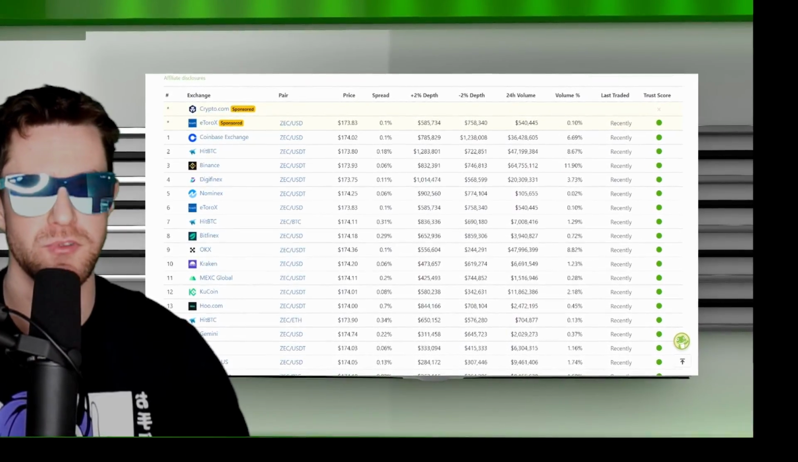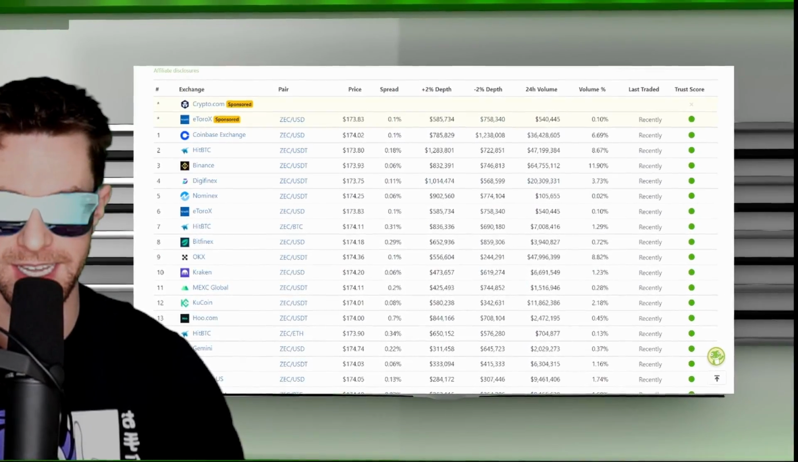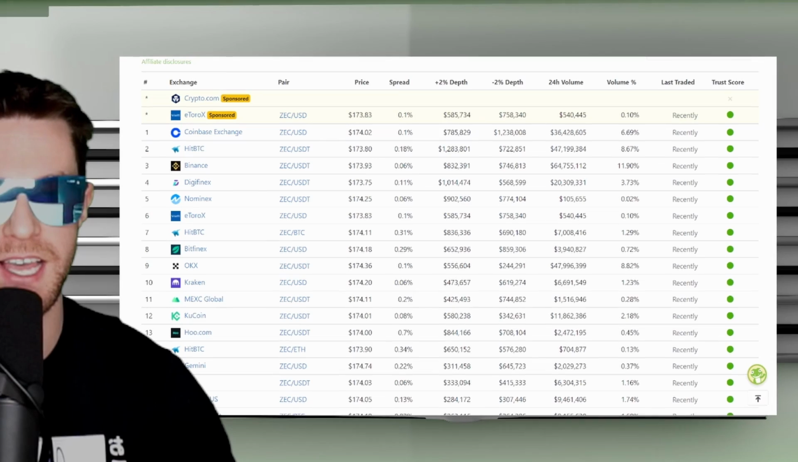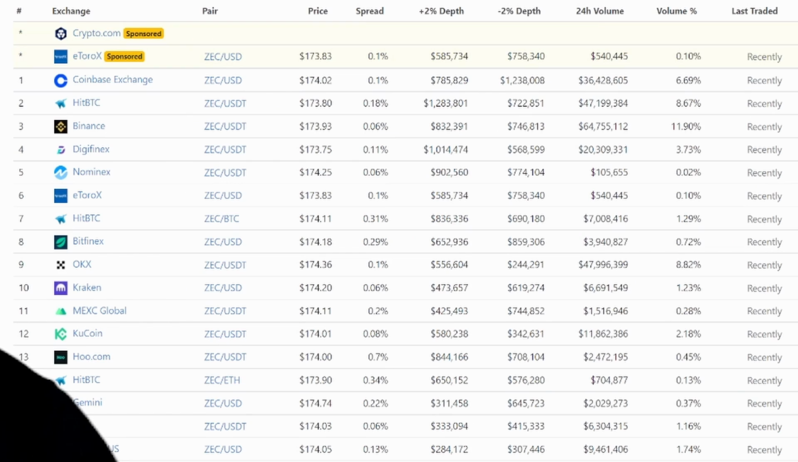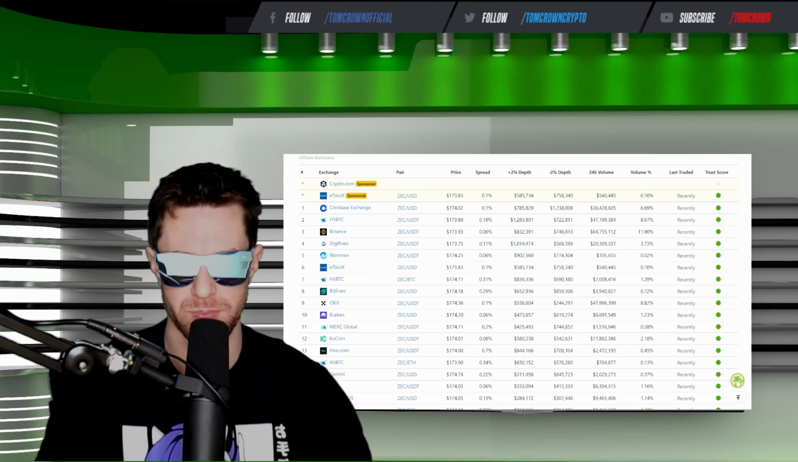Zcash can be found on a plethora of upstanding exchanges, such as Coinbase, Binance, eToro, Kraken, Gemini, KuCoin, and the likes. We can see a nice distribution of volume across these exchanges, and this tells me that the demand for Zcash is natural and widespread.